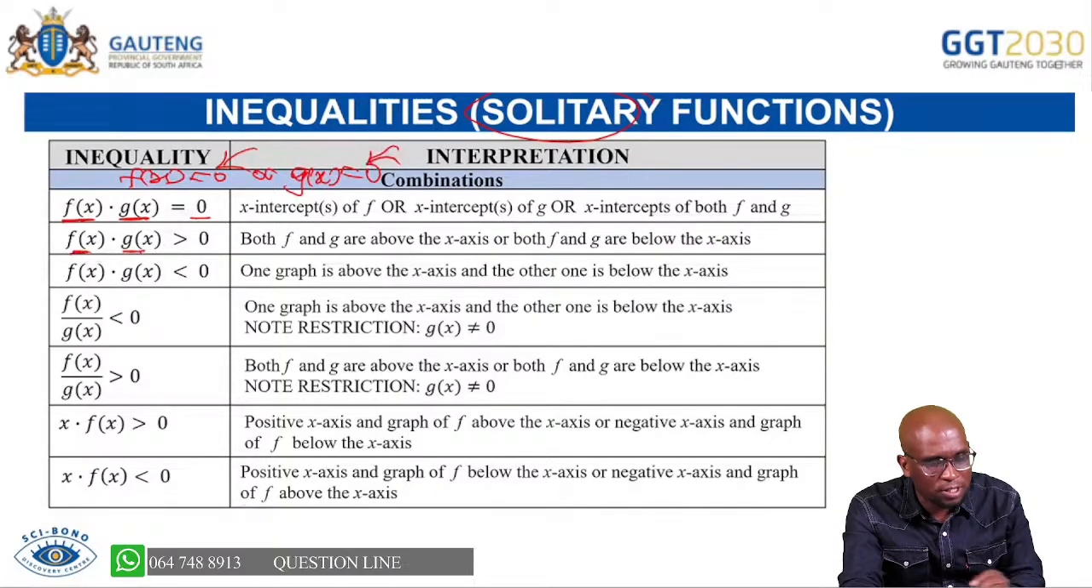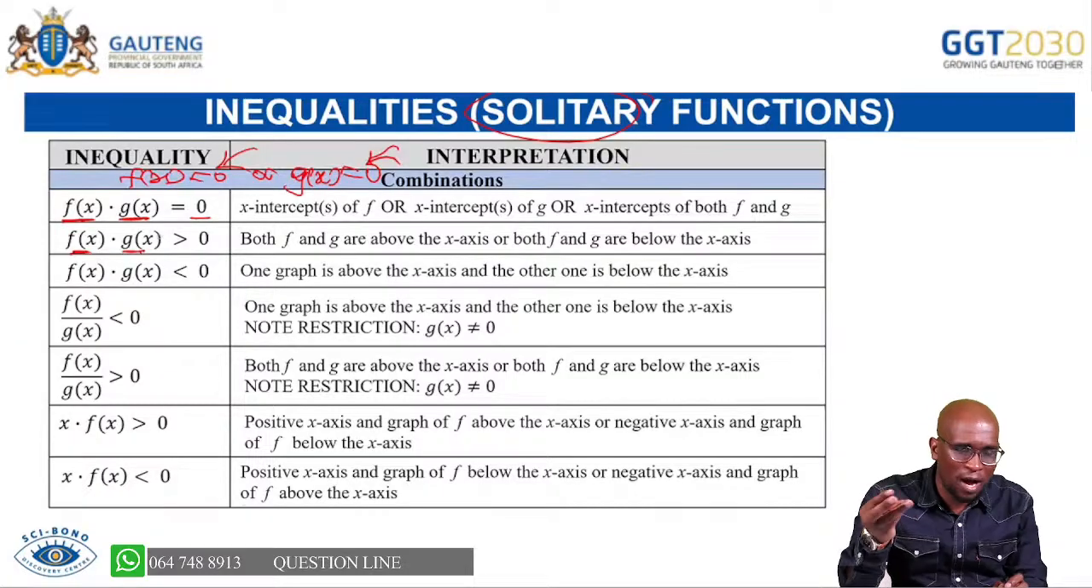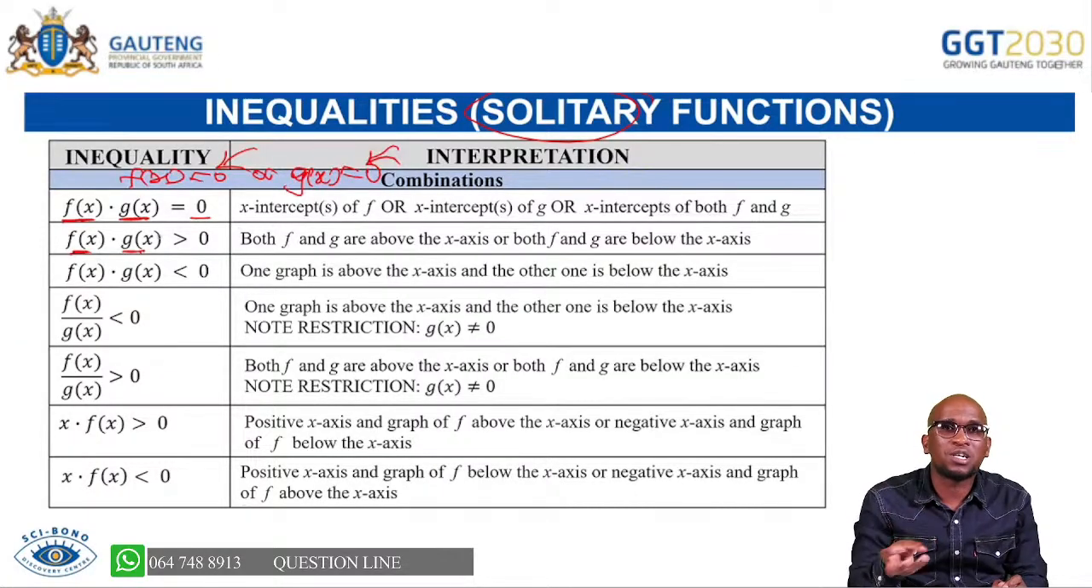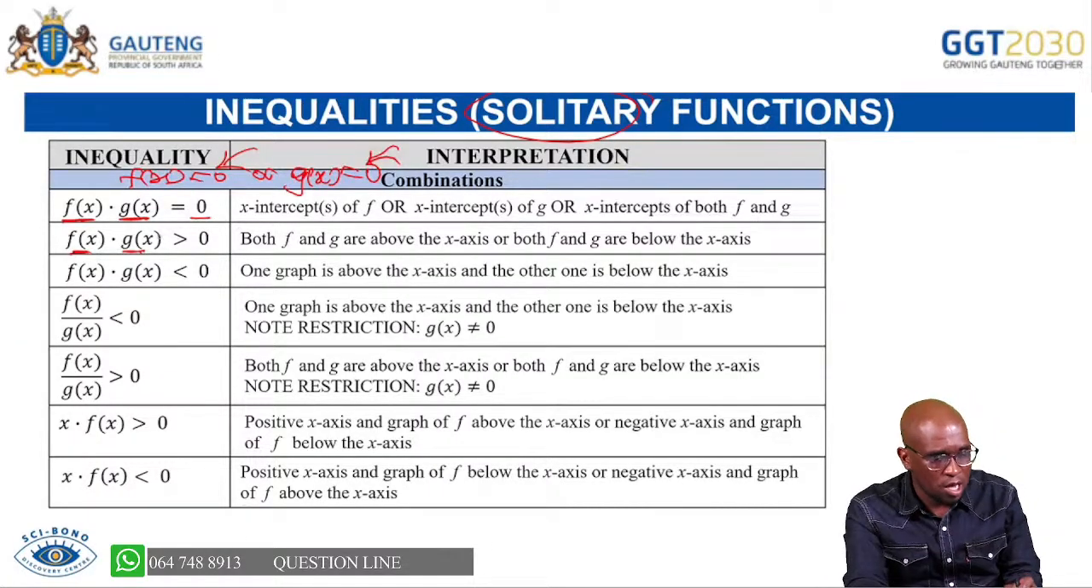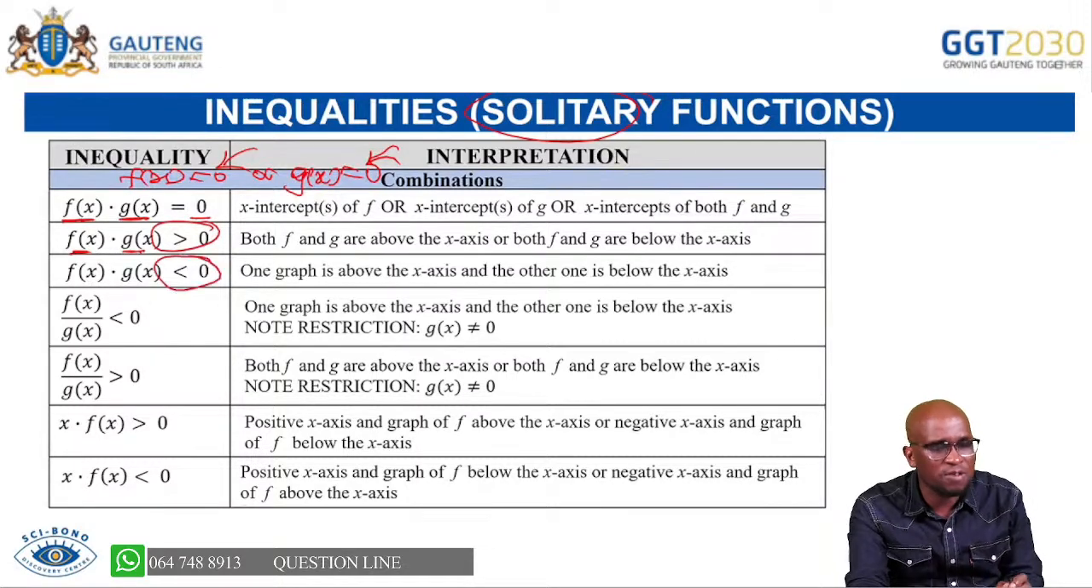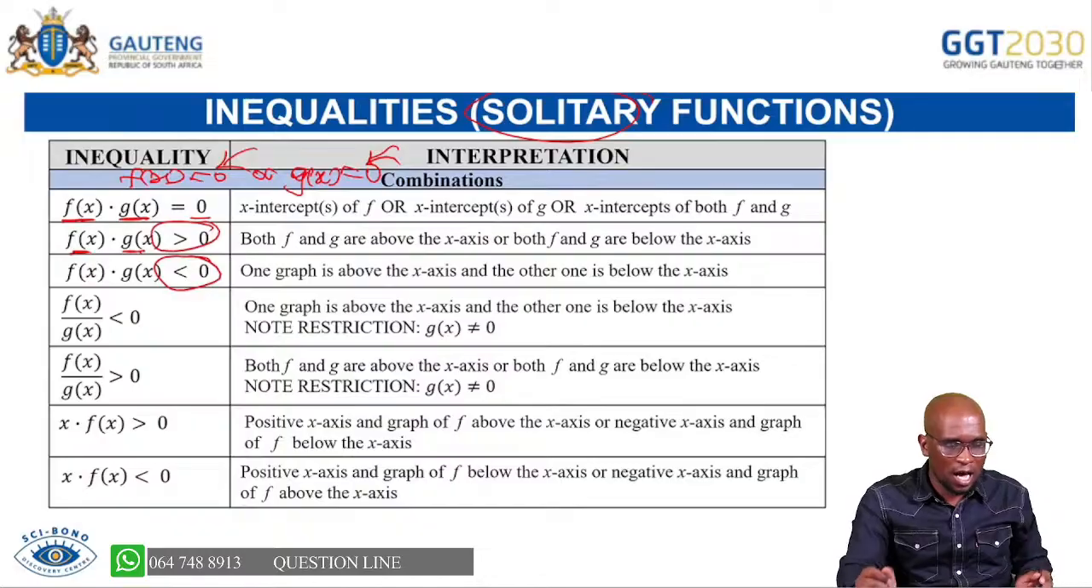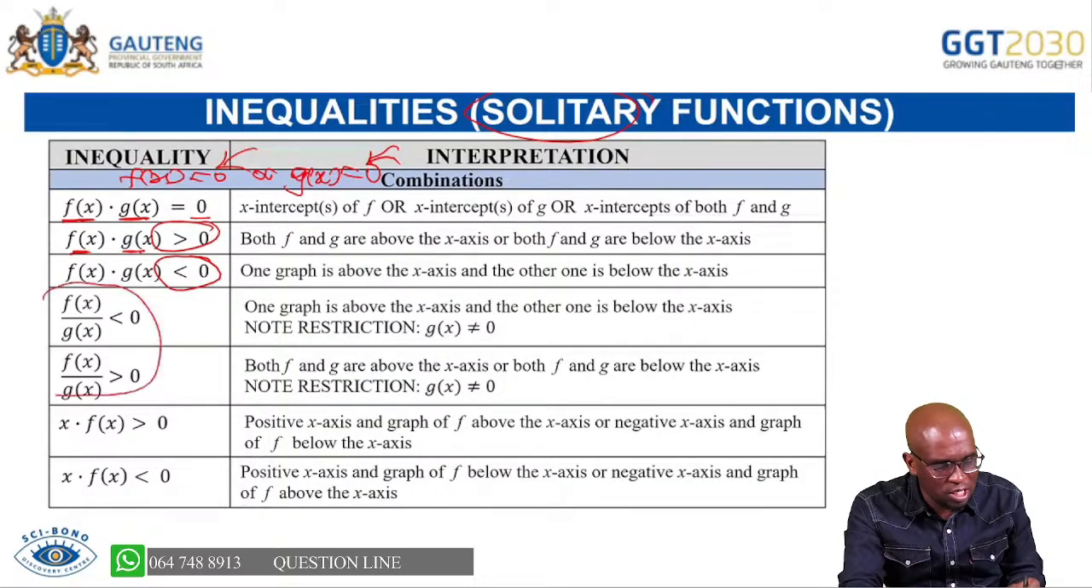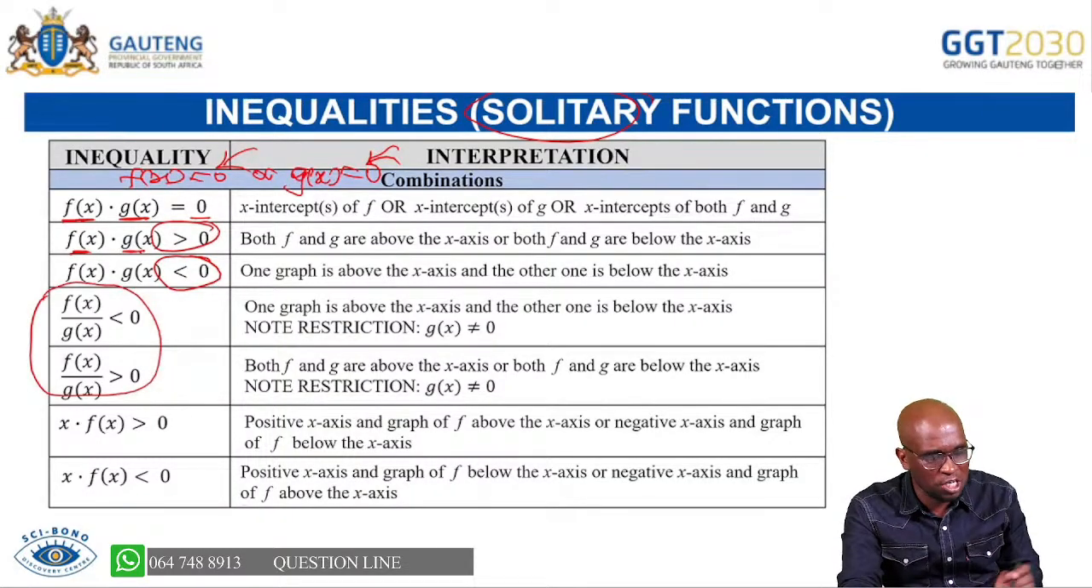And then the product, this means that now where both graphs are above the x-axis, or both graphs are below the x-axis, that is when the product is positive. When the product is negative, one graph is above and the other is below. So the explanation here is the same because of division. However, you need to note that here there's a restriction, because it's a fraction and the denominator cannot be equal to 0. So that is where the restriction would be.